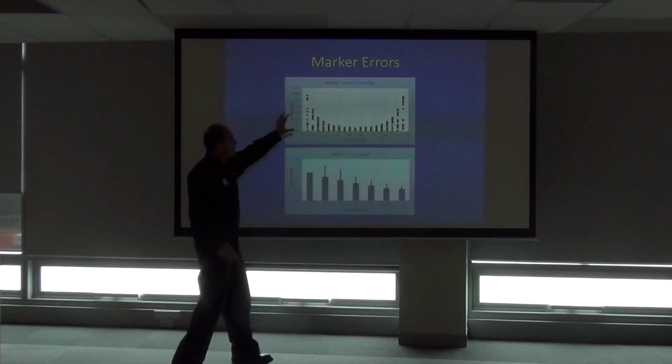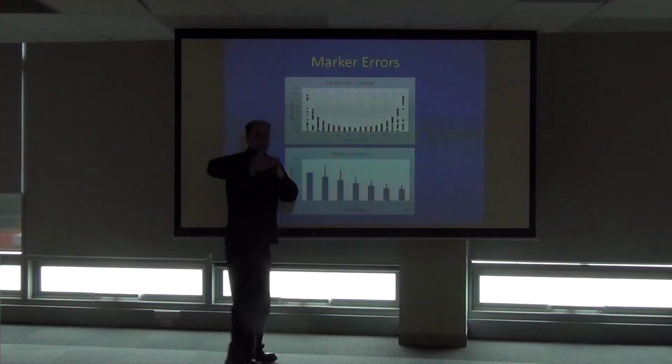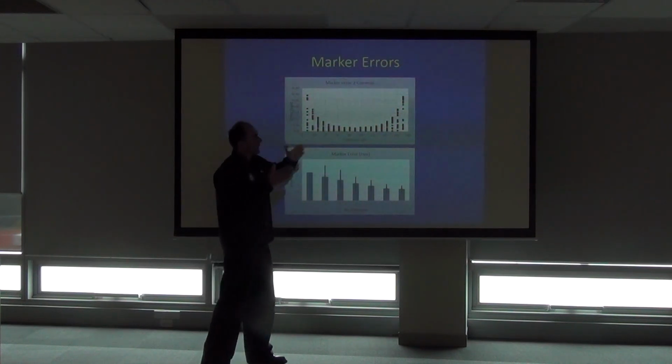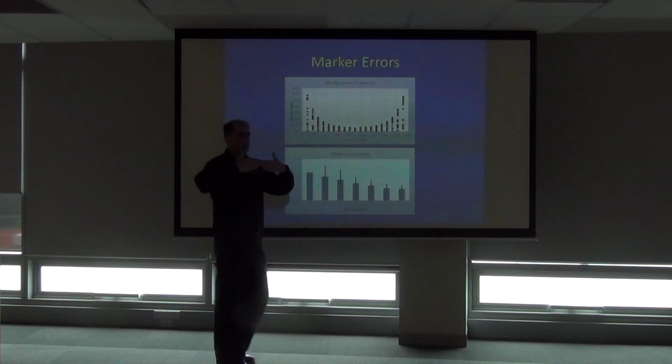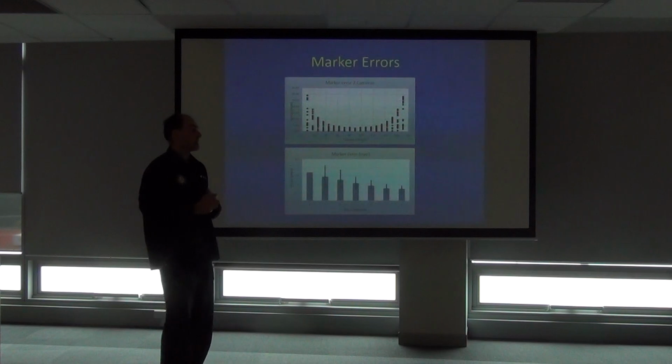This is a quick plot. This is camera angle against error. 2 cameras. At 90 degrees, the error is minimum. As camera angle changes, the error increases to infinity. Okay? So marker error, 2 cameras, is dependent on camera angle.